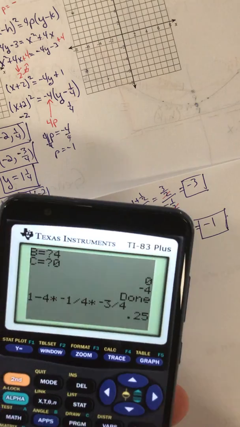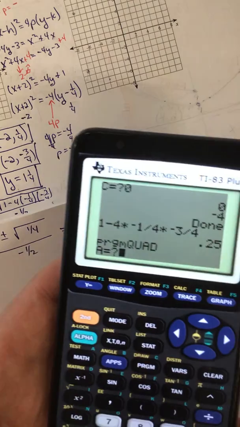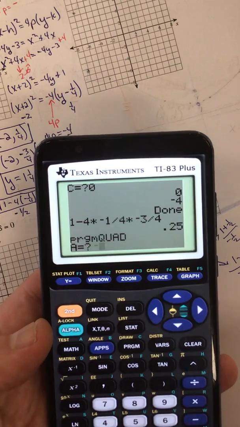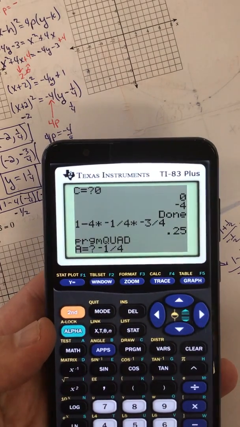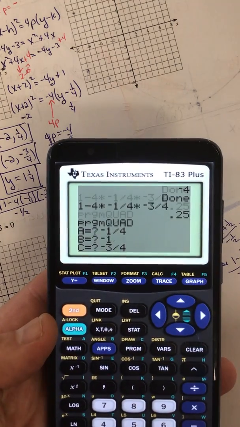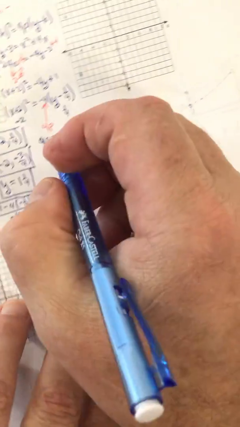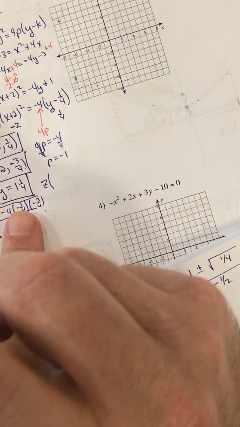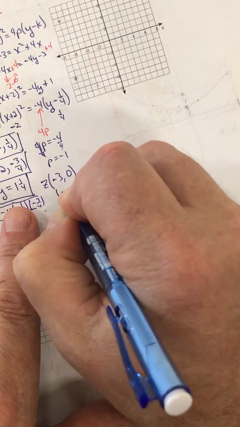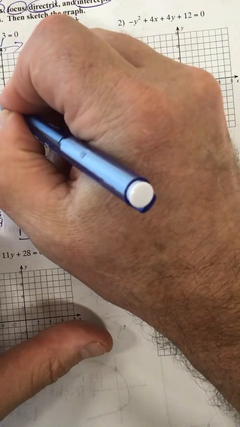Of course, if you had your own calculator, you could just run the program. I'll help you with the program if you don't have it, but you do have your own calculator. So A, -1/4. B was -1 and C was -3/4. Sure enough, -3 and -1. So there's our zeros. -3 and -1. So it's crossing at (-3, 0) and (-1, 0).